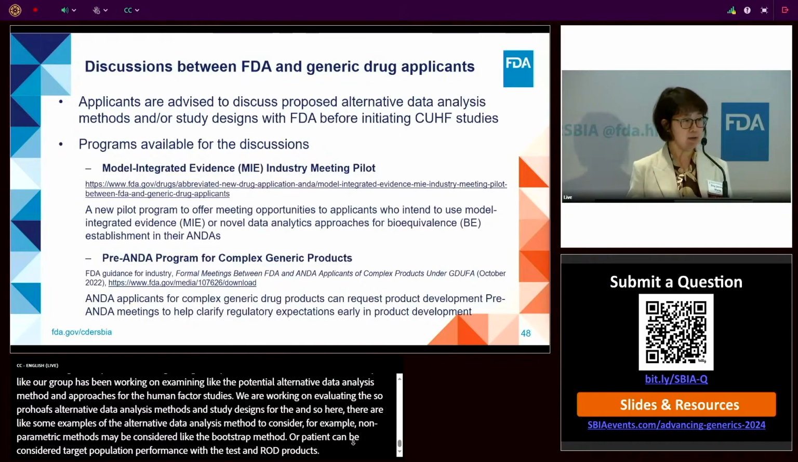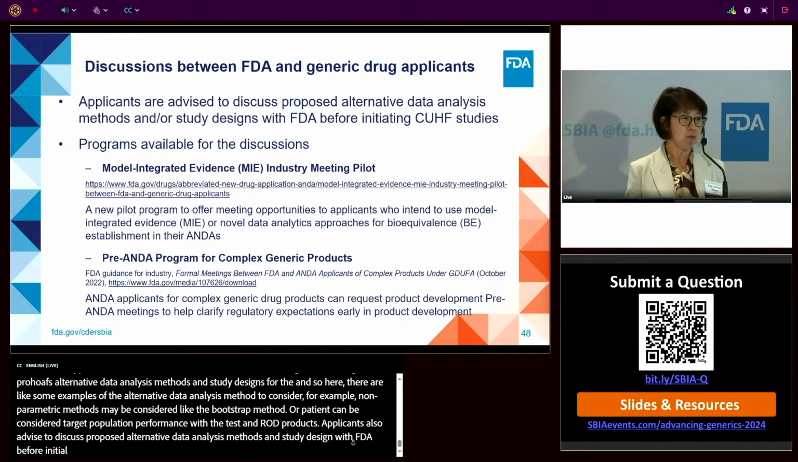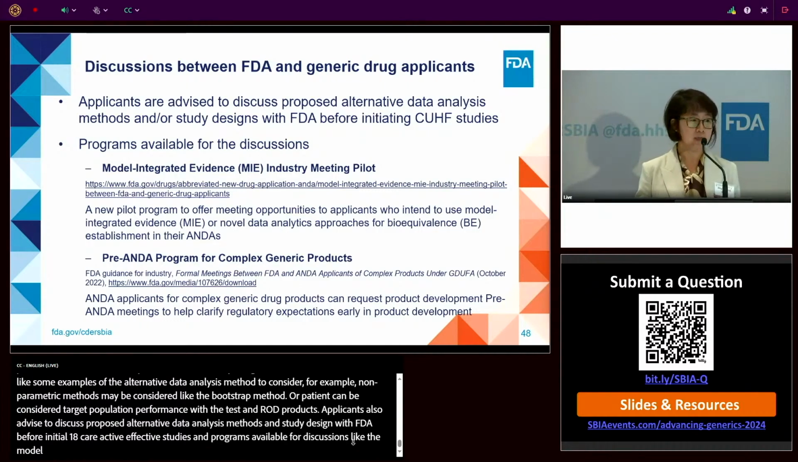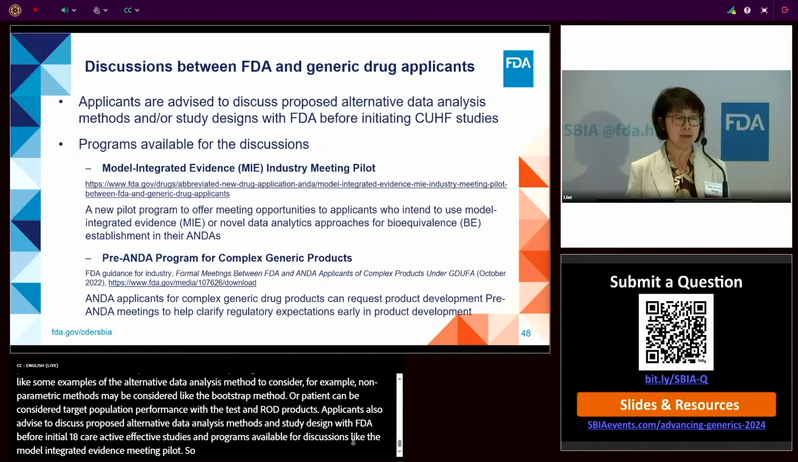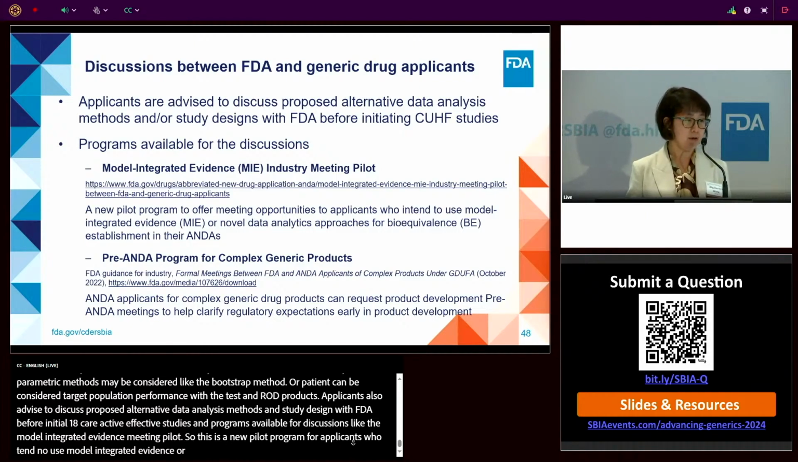Applicants are also advised to discuss proposed alternative data analysis methods and study designs with FDA before initiating the comparative human factor studies. There are programs available for the discussions, like the Model Integrated Evidence Industry Meeting Pilot. This is a new pilot program to offer meeting opportunities to applicants who intend to use model integrated evidence or novel data analytic approaches for BE establishment in their ANDAs.